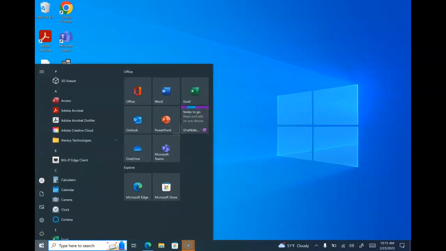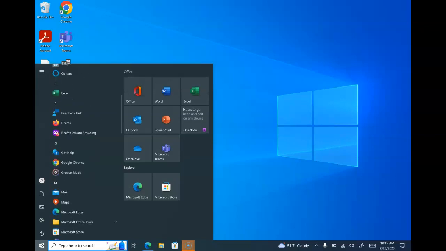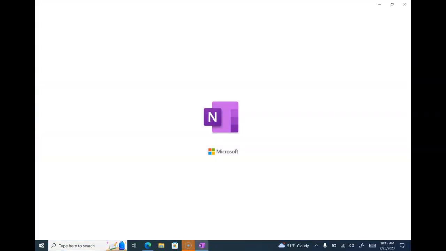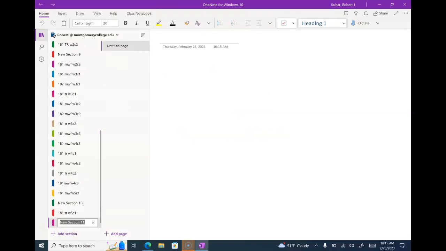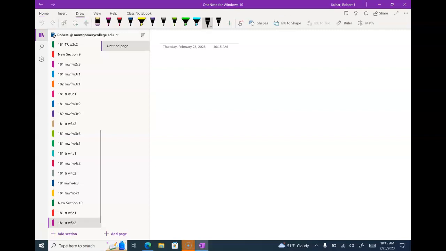Nice. We're doing inverse trig derivatives today. So we're 181, Tuesday, Thursday, week 5, class 2. And we're working on section 3.6. We did 3.5 on Tuesday.